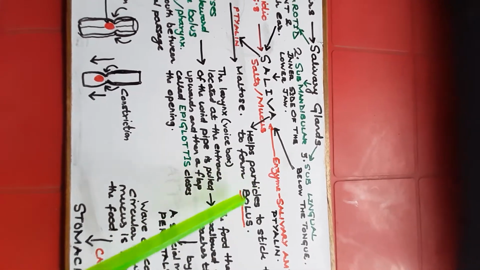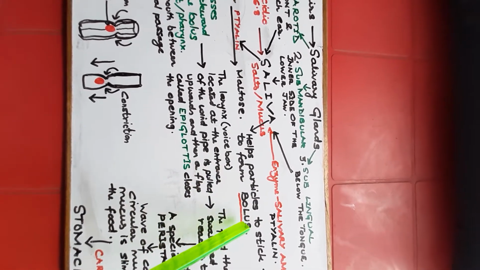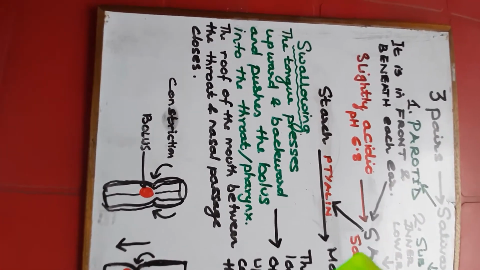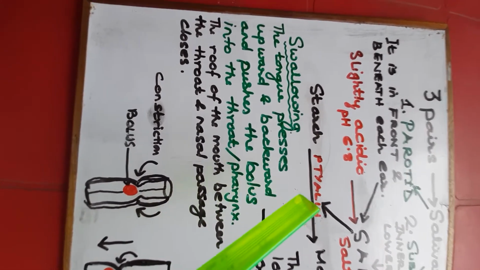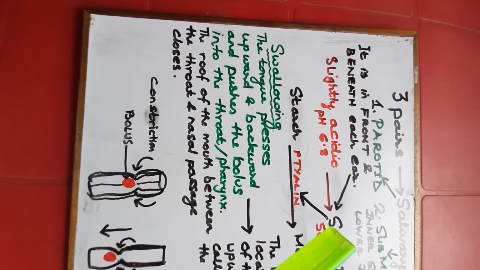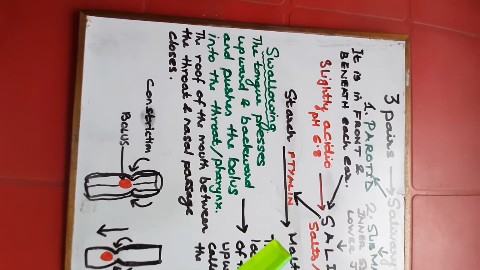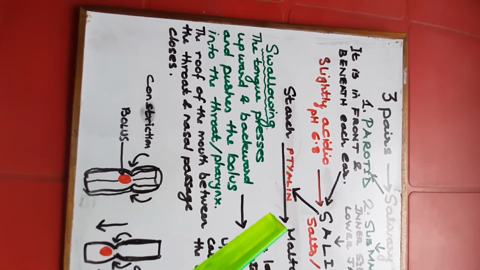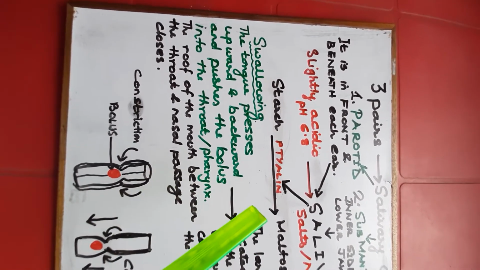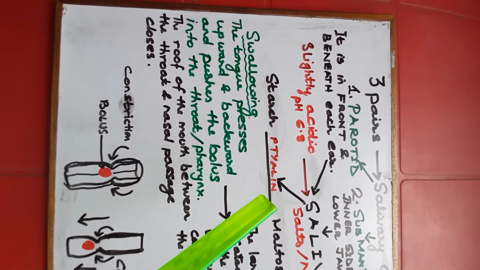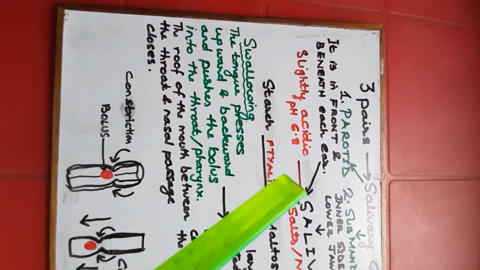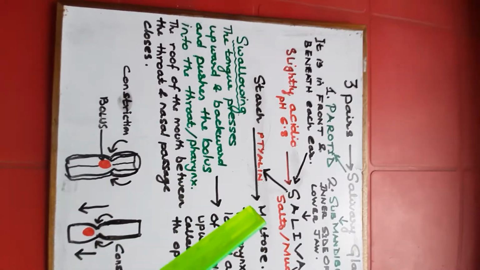After the food particles form the structure known as bolus, a ball-like structure, then swallowing takes place. During swallowing, the tongue presses upwards and backwards, and it pushes the bolus into the throat, the pharynx. At the same time, the roof of the mouth, between the throat and the nasal passage, closes so that the food doesn't go anywhere else but into the pharynx.